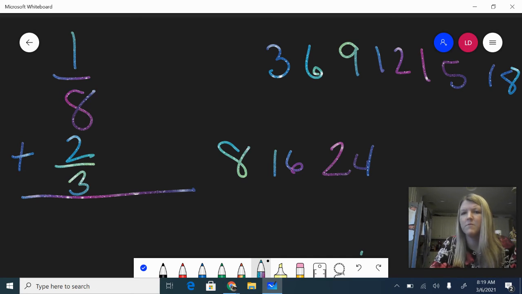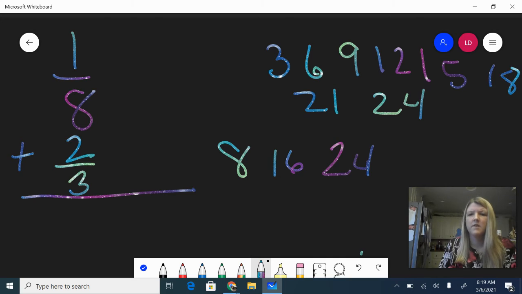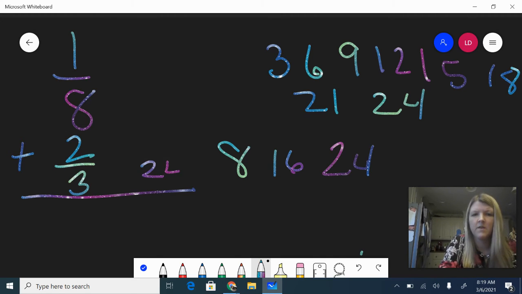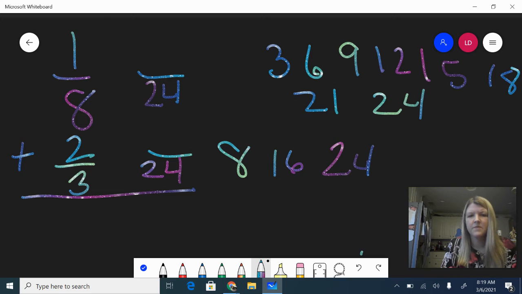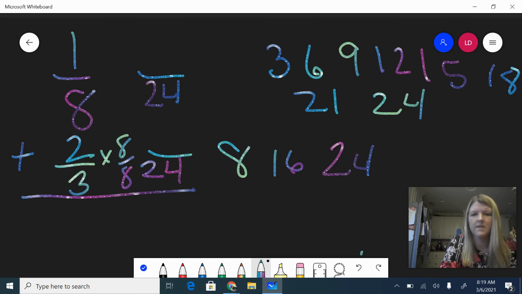So let's keep going with my 3. I've got 18, 21, and now 24. So 24 is going to be my common multiple here. So I'm going to have 24 as my common denominator. And I know 3 times 8 gives me 24, so I also have to multiply the 2 times 8. That gives me 16.